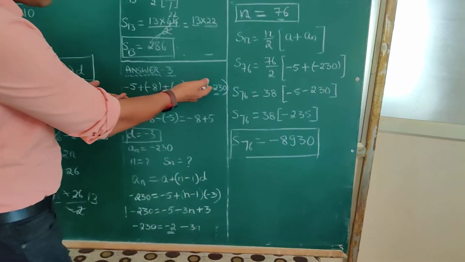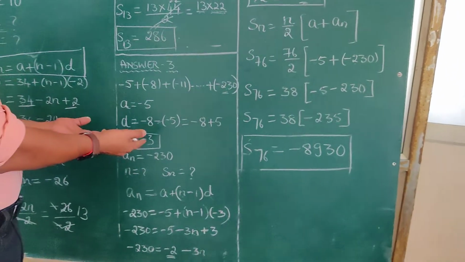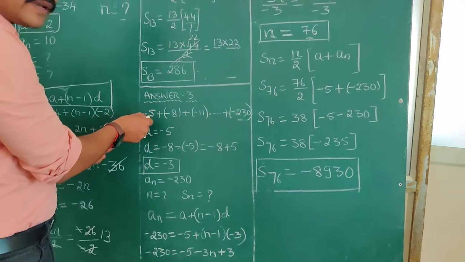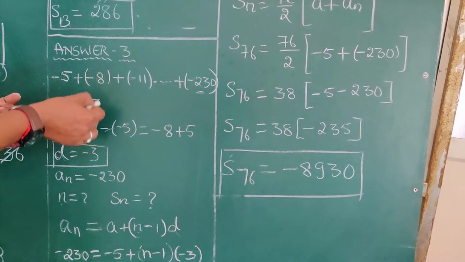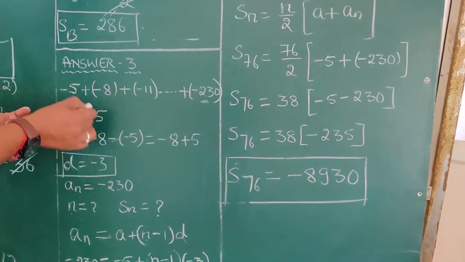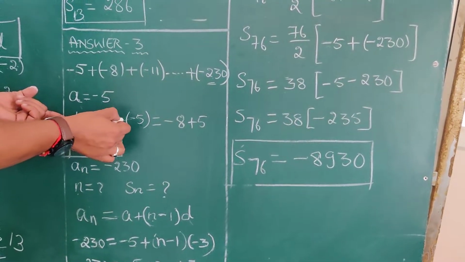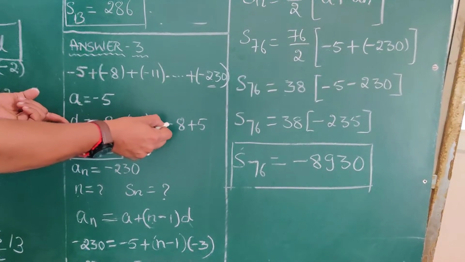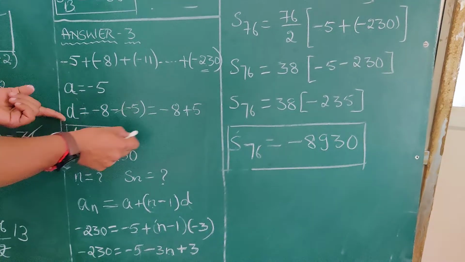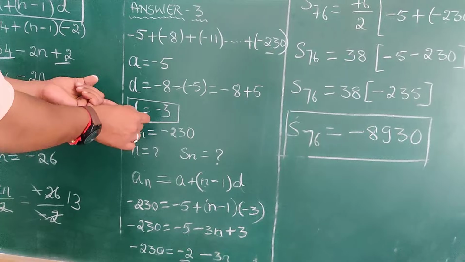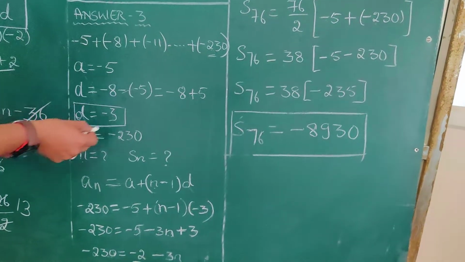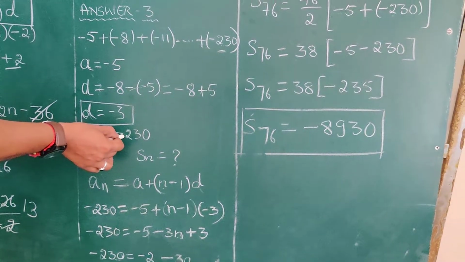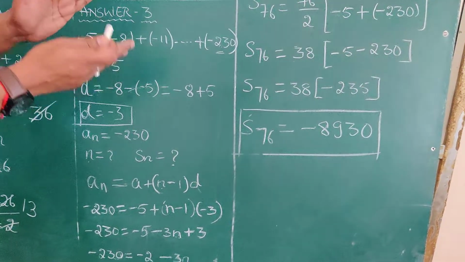The third problem is exactly in the same way. Write down the problem, collect the data. a is equal to minus 5, the first term. d is equal to second term minus first term. The second term is minus 8, minus first term is minus 5. So minus into minus is plus, therefore minus 8 plus 5 is minus 3. So what we got, the common difference d is equal to minus 3, and the last term is an, which is minus 230.